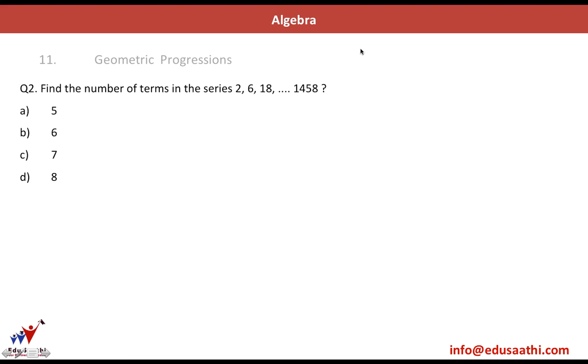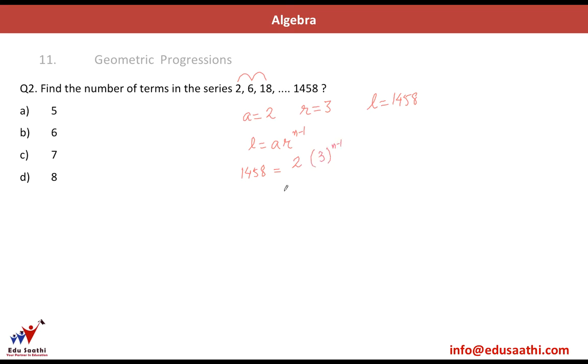Let's look at the second question. The question is, find the number of terms in the series 2, into 3, into 3, up to 1458. That means it is a case of a geometric progression where the first term is 2, the common ratio is 3, and the last term is given as 1458. Now, the last term is a r raised to power n minus 1. So 1458 is equal to a 3 raised to power n minus 1.